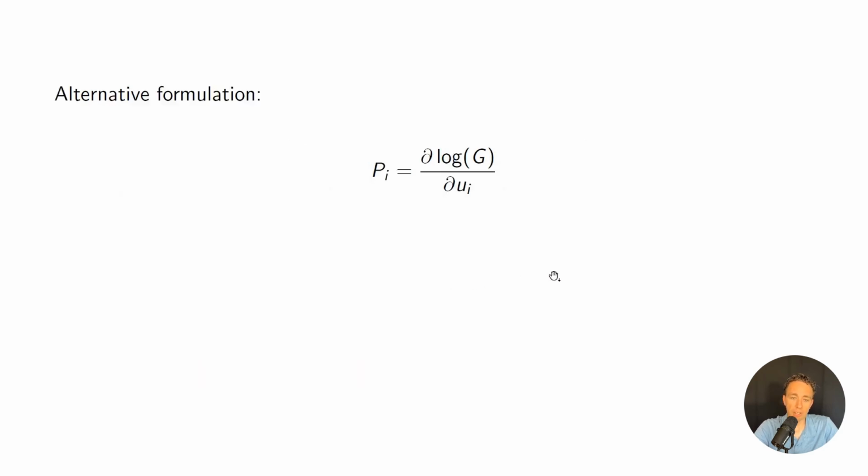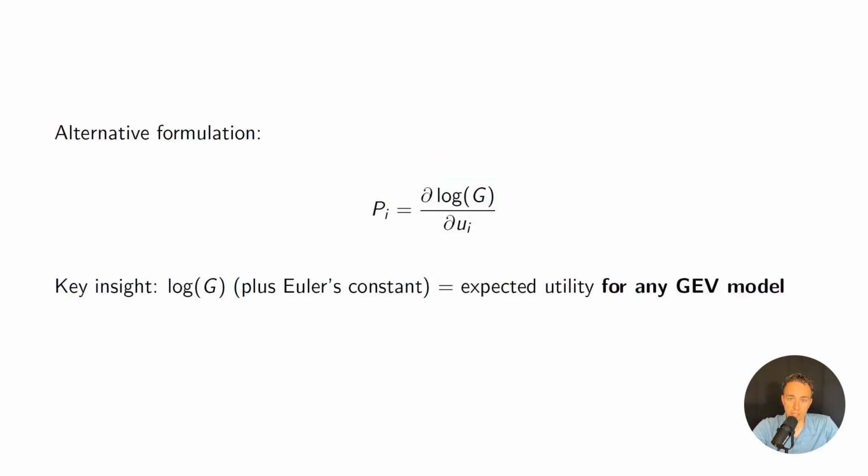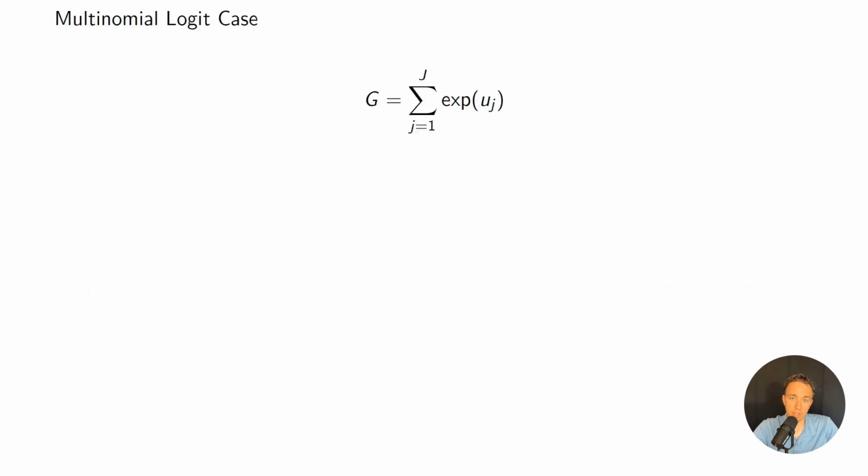Perhaps an easier way of thinking about this is that p_i is going to be the partial derivative of the log of g with respect to u_i. So the key insight with this theorem is that log of g plus Euler's constant is the expected utility for any GEV model. And now that we have this result, let's use it to show that multinomial logit is a special case of this McFadden g function.